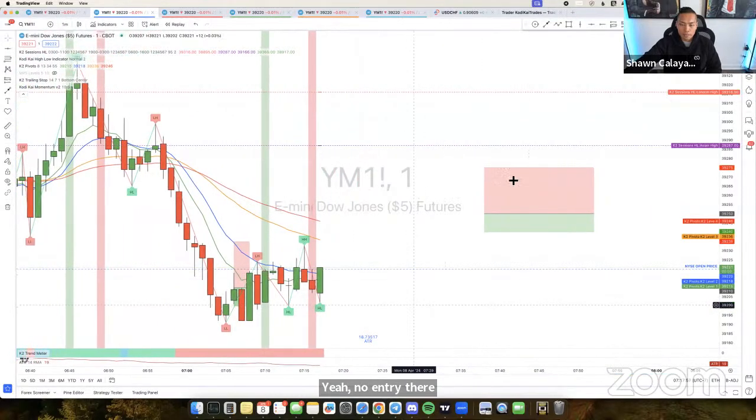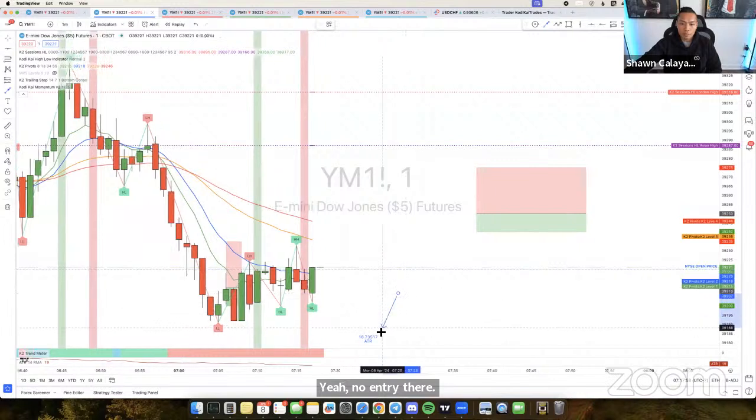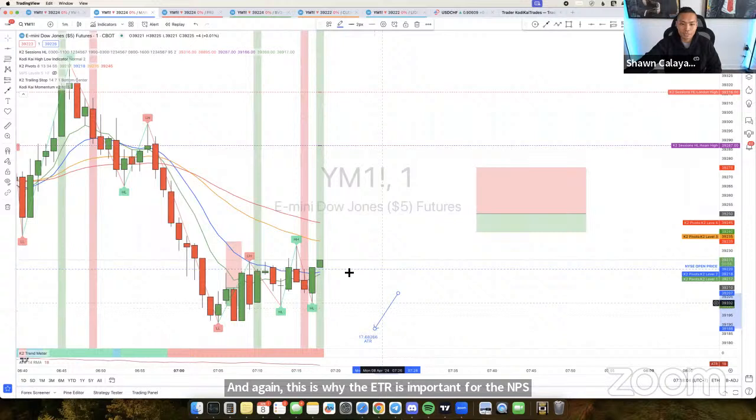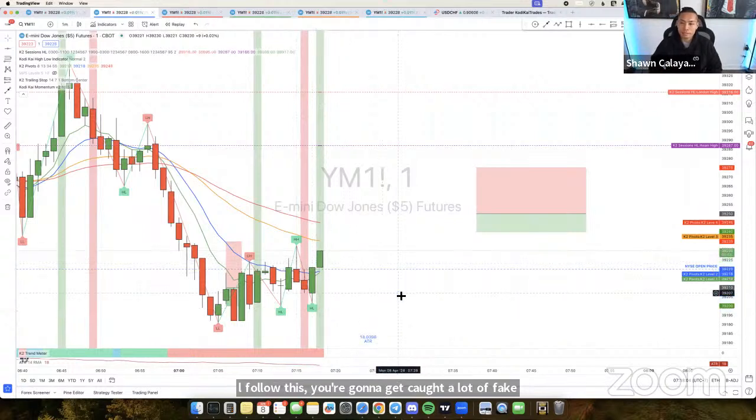And again, this is why the ATR is important for the MPS and the breakout V3, because if you don't follow this, you're going to get caught in a lot of fake outs. And it's right next to open price as well, just like CJ said.